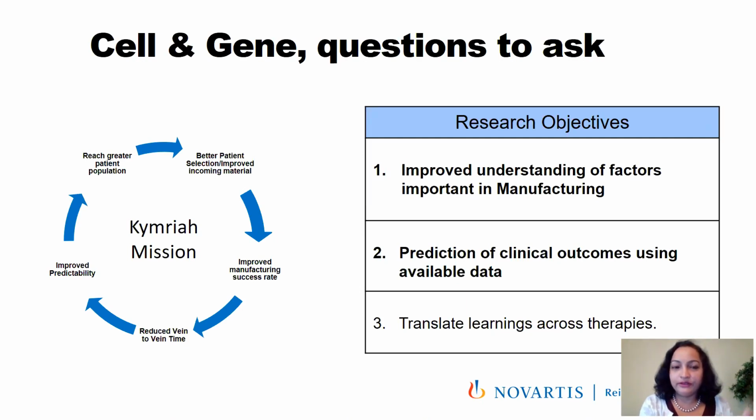So the mission is on the left-hand side, and the questions that we wanted to explore from a research perspective were: can we have a better understanding of what factors are important in manufacturing? Could we use these then to predict any clinical outcome? And what do we learn from our initial explorations that can be translated into the next generation clinical trials or other clinical trials? So how can we translate this learning, and how quickly can we share it with the other clinical trials?